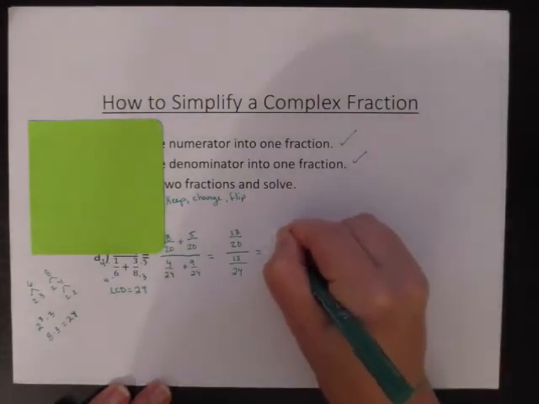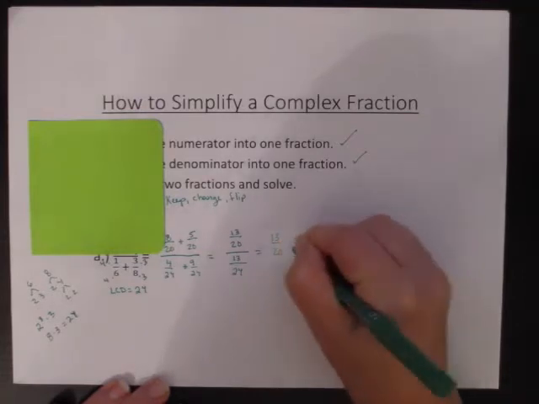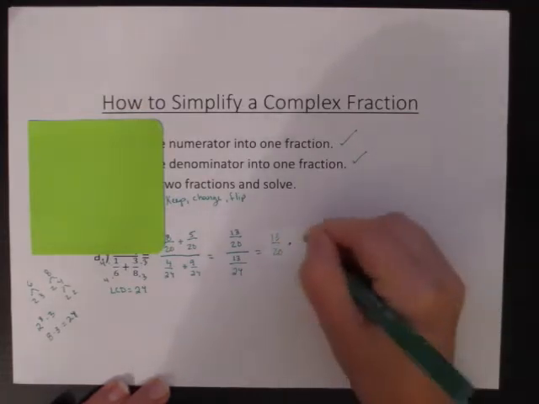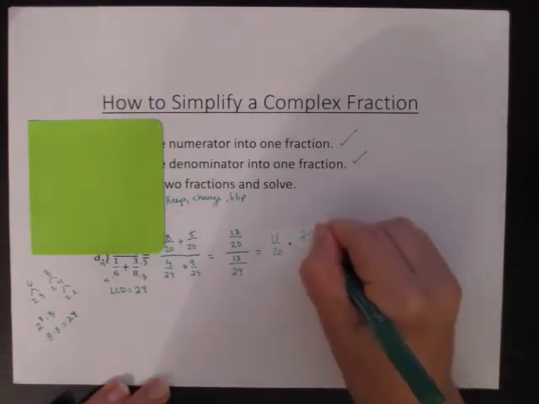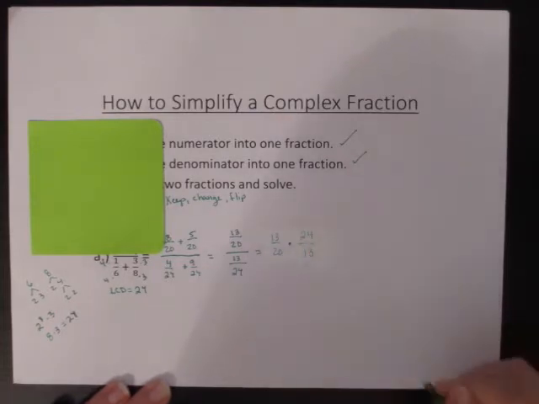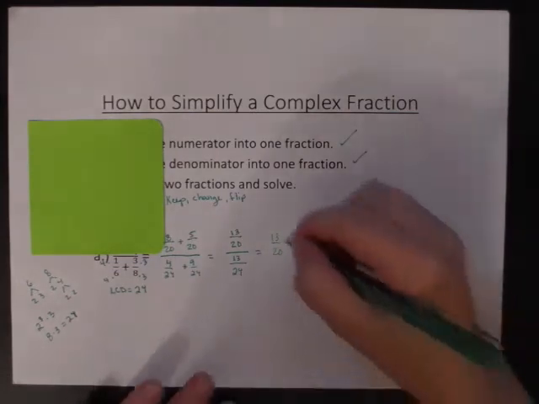So we're going to keep the 13 over 20. We're going to change from division to multiplication. And then we're going to flip 24 over 13. Then we're going to just take it like we did in 7.2. So we're going to cross cancel.